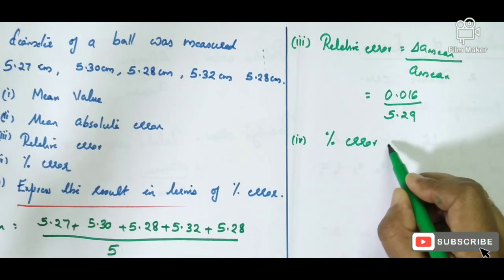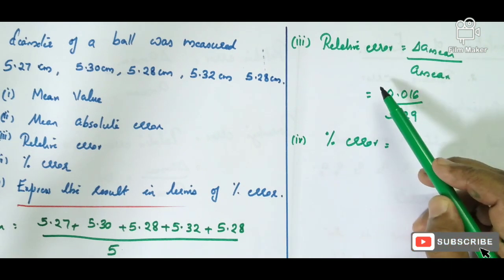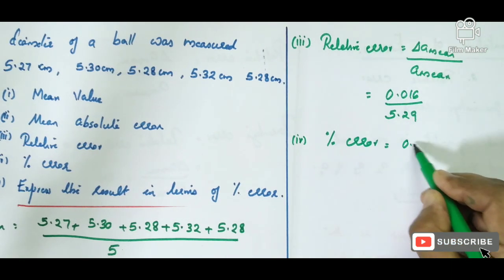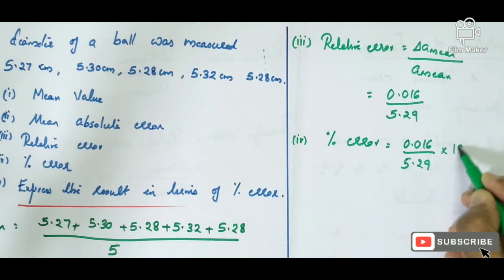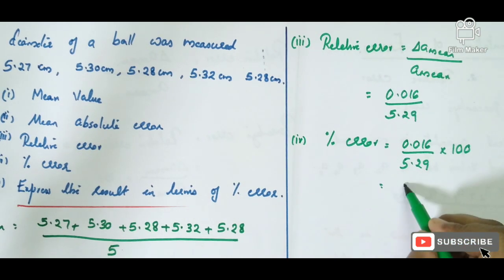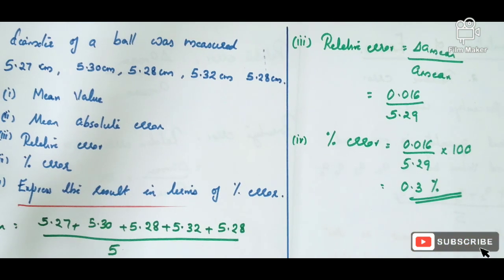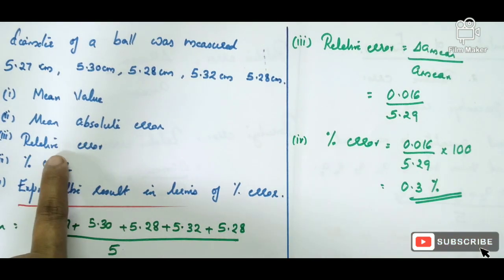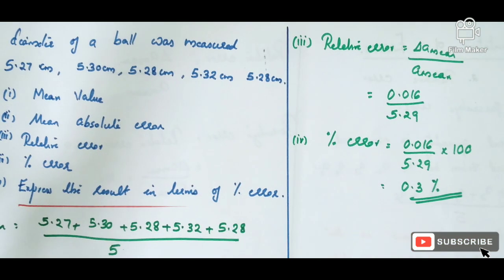We know percentage error is delta A mean by A mean into 100%. So that is 0.016 divided by 5.29 into 100%. After simplification, you will get 0.3%. Percentage error is always expressed in percentage. So we got the mean value, mean absolute error, relative error, percentage error. And the last one is to express the result in terms of percentage error.